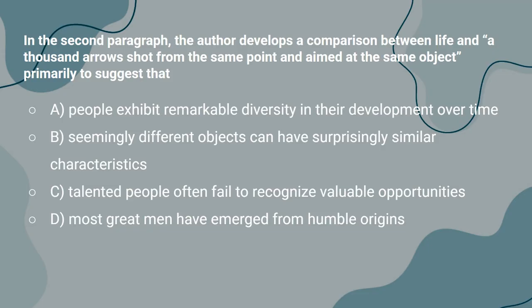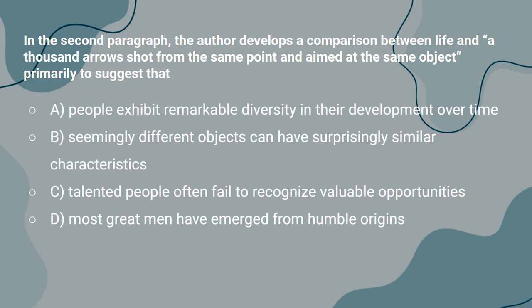That's not going to be the right answer, very simply, because 1,000 arrows shot from the same point and aimed at the same object is showing how they're all aimed for the same point, but they're not always going to hit the same point, because if you go back to the piece, it explains that they're not always going to hit the same area, even though they're shot and aimed at the same point. So even though different objects, that's not right. It would be same objects have different characteristics, so that's not it.